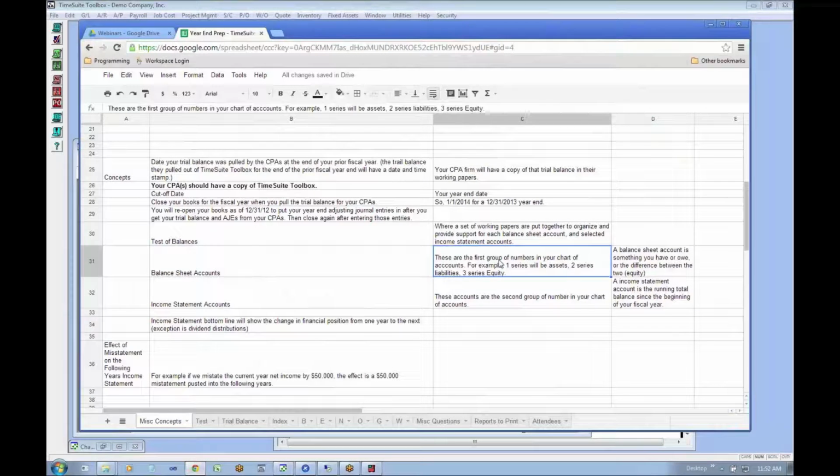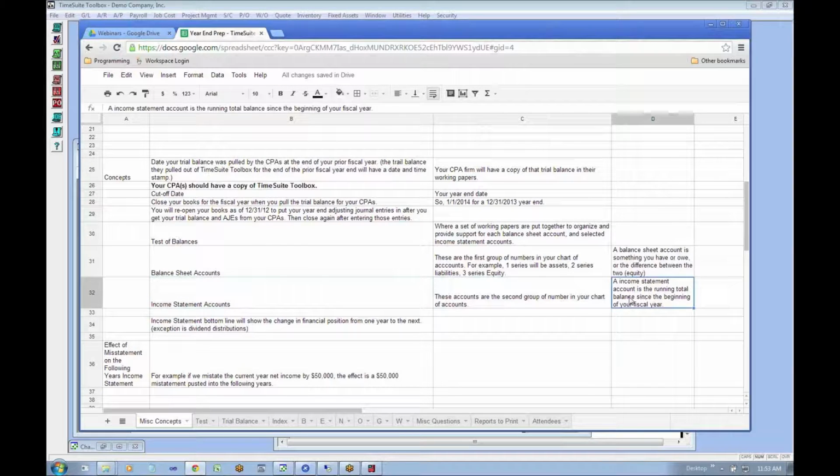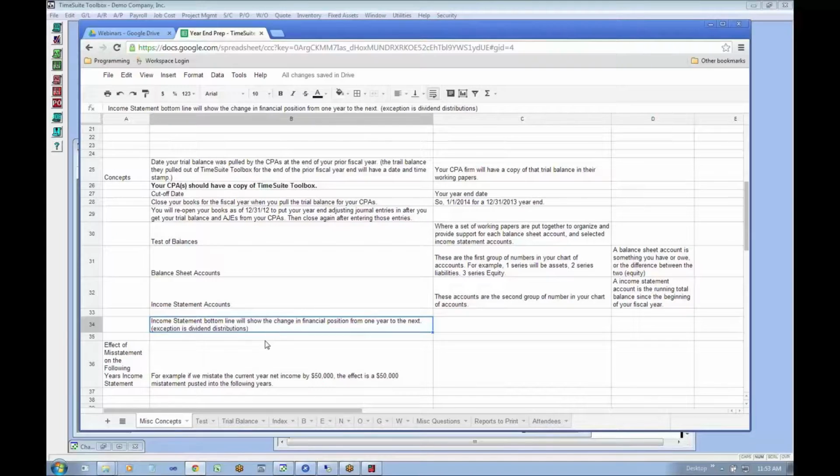So there are three sections. The first group of numbers in your chart of accounts is the assets, liabilities, and equity. A balance sheet account is something you have or owe, or the difference between the two, which is the equity. Your income statement accounts are the second major section. These accounts are the second group of numbers in your chart of accounts. An income statement account is a running total balance since the beginning of your fiscal year. The income statement bottom line will show the change in the financial position from one year to the next. And one exception is your dividend distributions. We talked about that.